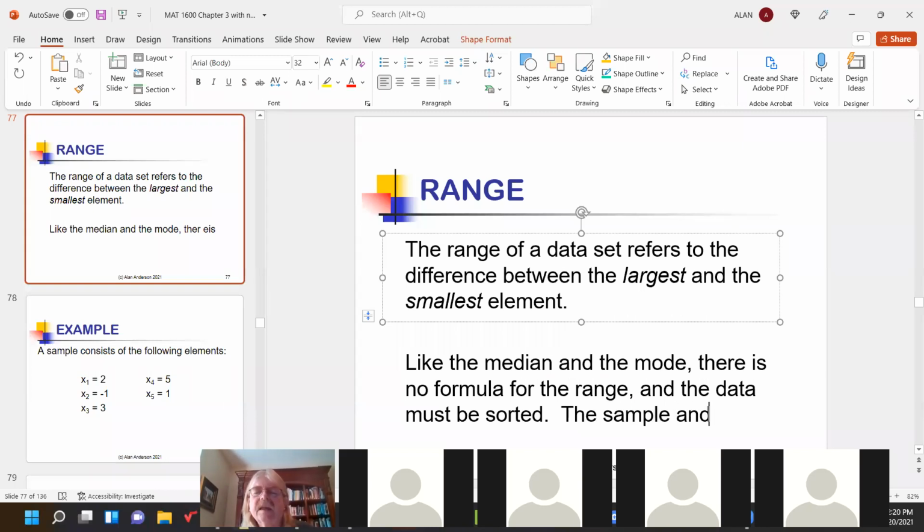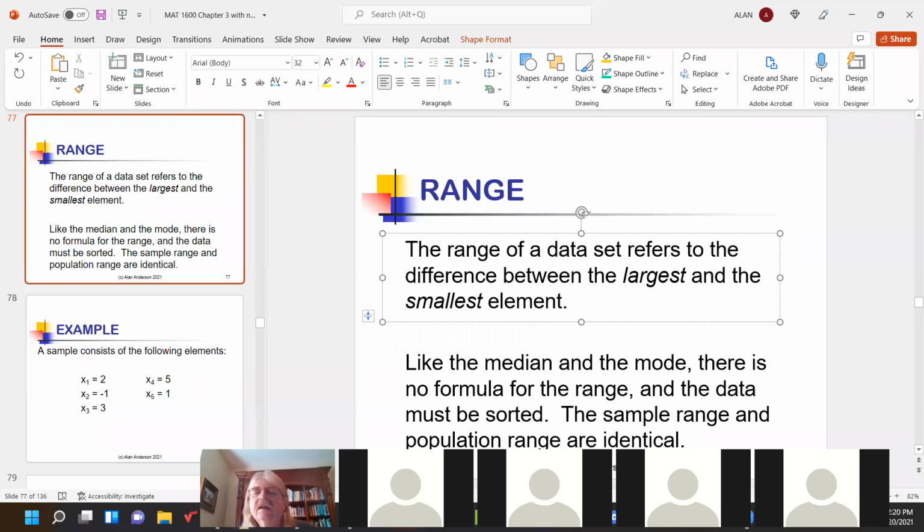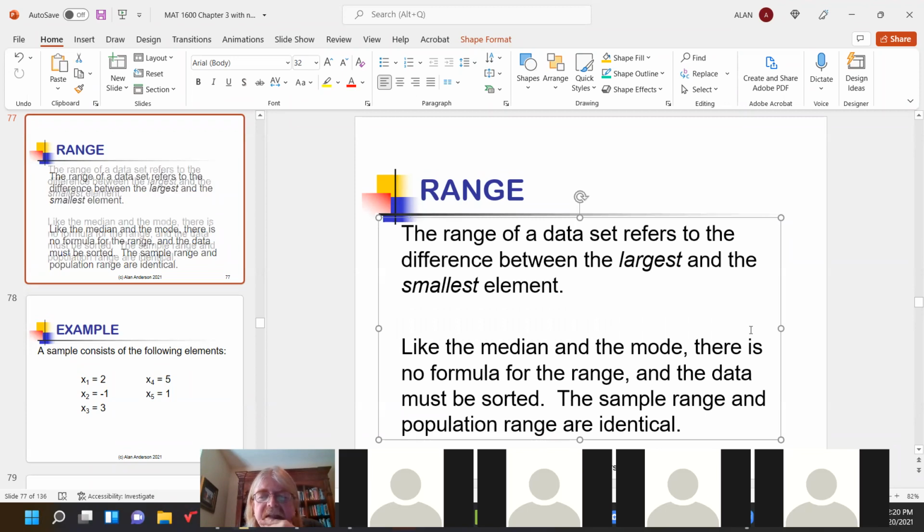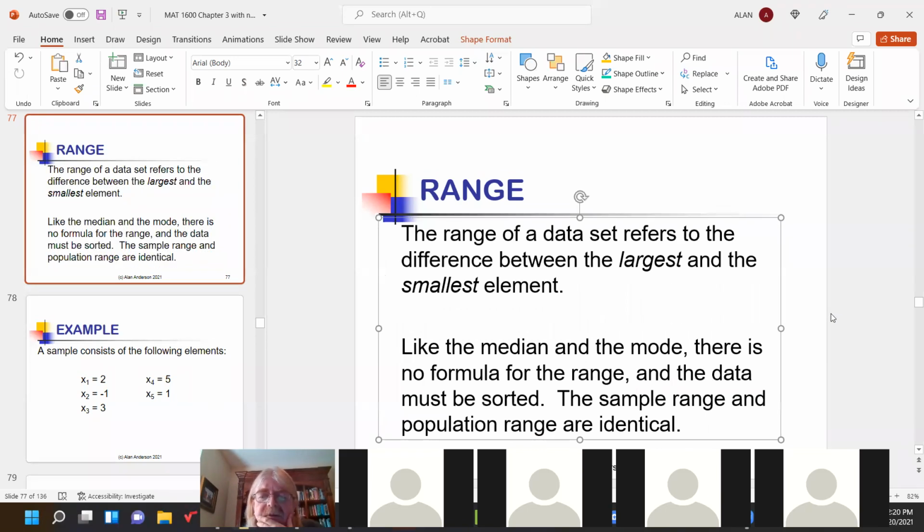Sample range and population range are identical. So that's the 3rd time we've seen this now, but don't worry, this is the last. After that, we need to distinguish between samples and populations, and we finally get to have formulas again. For the most part.